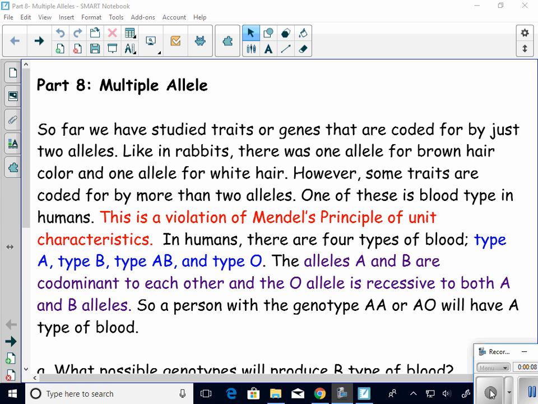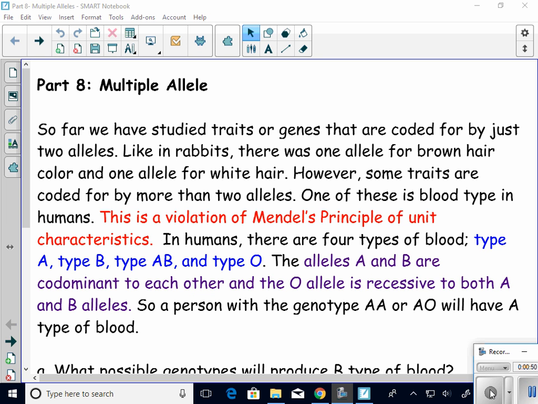Number 8 of our genetic note packet is dealing with multiple alleles. Now, let's talk about what an allele is. Go ahead and turn all the way back to your vocabulary page at the beginning of this chapter where we had alleles. It should be somewhere around page 16, interactive notebook, page 16.